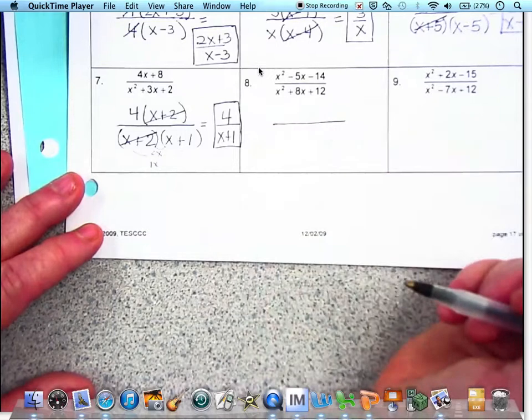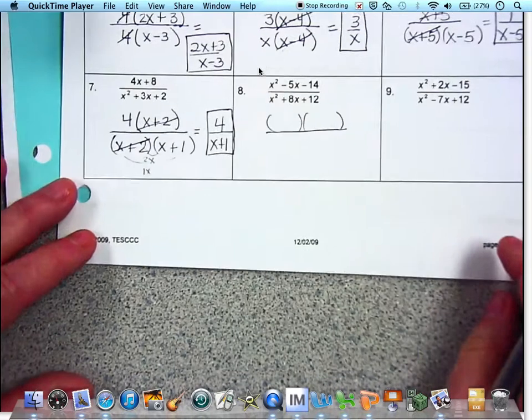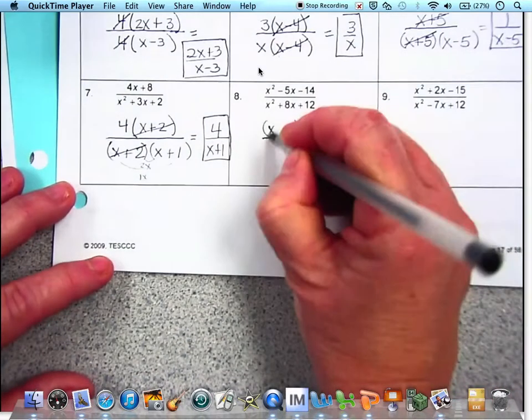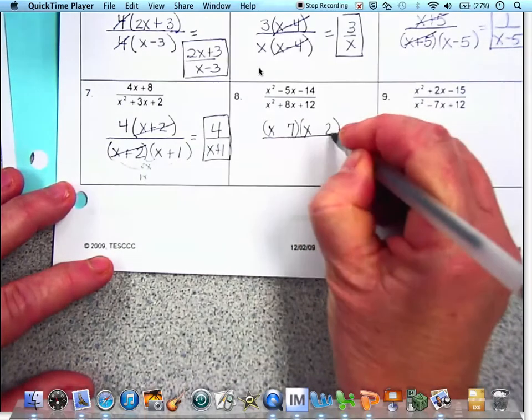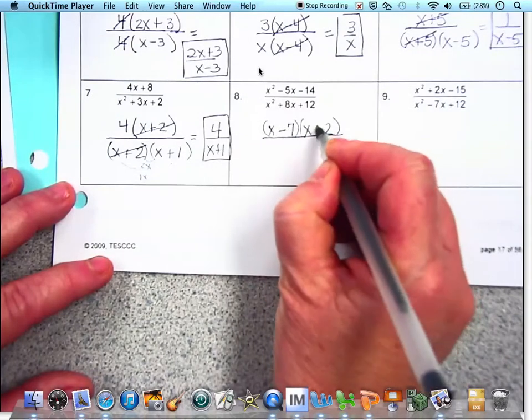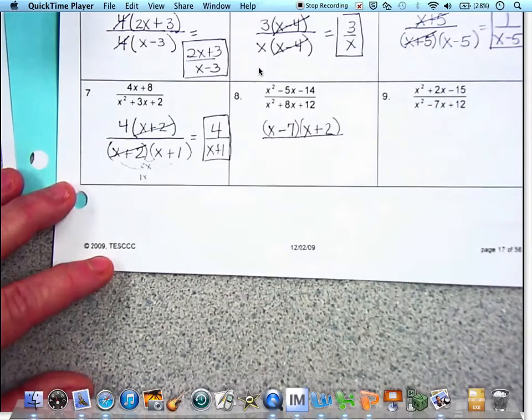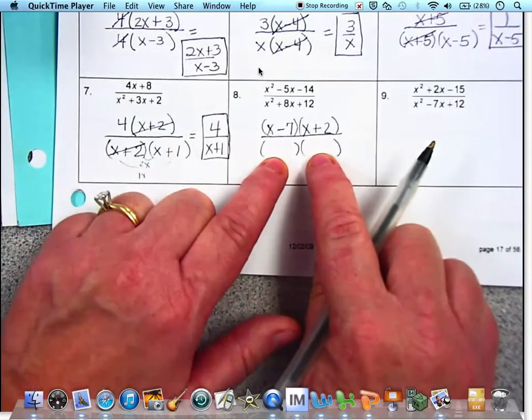How about this top one? Have to do the two parentheses again. x minus 7, x plus 2. So x times x, 14 is 7 times 2. Negative and then positive. You need a negative 7x and a positive 2x. That would give you a negative 5x, wouldn't it? So I would imagine that this bottom is either going to have an x plus 2 or x minus 7.